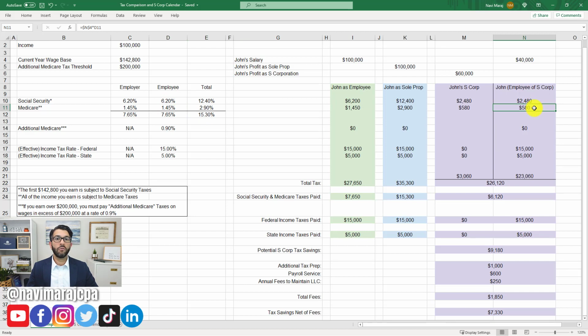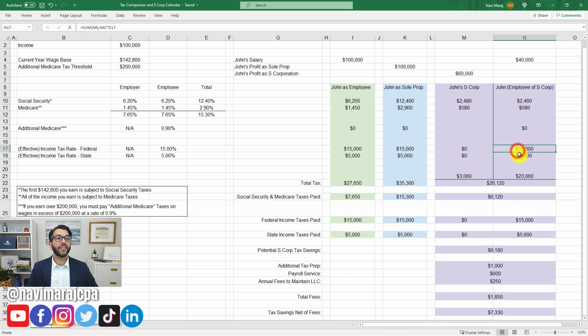Okay. Now, John's employer, which is John's S Corp, right? It's still kind of him. He has to pay the employer side of Social Security and Medicare. So he pays the same amount, right? 40,000 times the 6.2 and 40,000 times the 1.45 gets you these numbers here. So you can see that John's S Corp paid $3,060 in Social Security and Medicare taxes. And John, as the employee, is paying $3,060 as well as the employee of the S corporation.